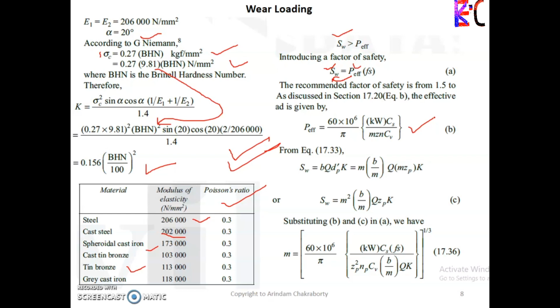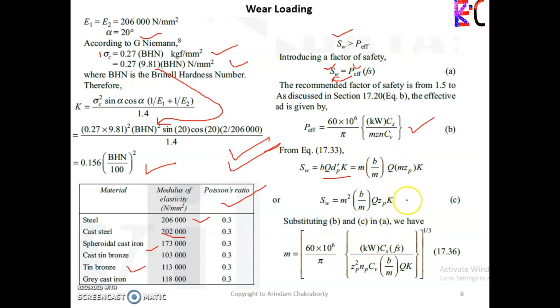So this will help us to calculate your module. How? Now what is this? P effective, we know, as we have learnt in the earlier class, that P effective is equal to 16 10 to the power 6 kilowatt CS, MZ and CV. So after that we are just replacing everything. If we consider these equations with M into M, B by M ratio, again this M will be M square Q Z P K.